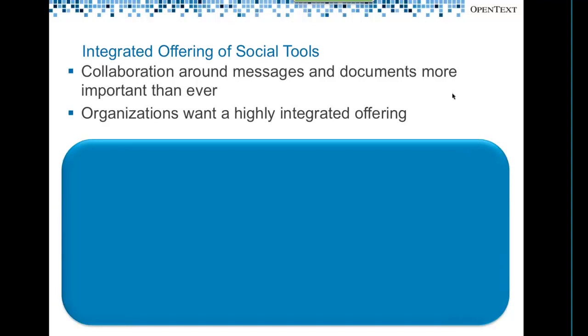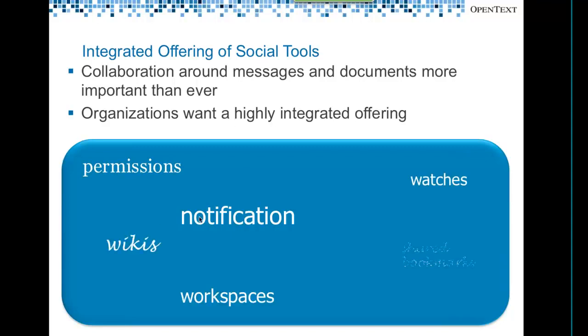What we've been hearing and seeing is that our customers want a truly integrated offering of social tools. What that means is the offering has to be feature-rich, but it also has to have a high level of integration on the back end. Users are now not only collaborating around messages, which has been a strength of First Class for a very, very long time, but they're also collaborating around documents. And as I mentioned, organizations want their solutions integrated with other in-house solutions they have, and this has become a very important part of making a product sticky within an organization.